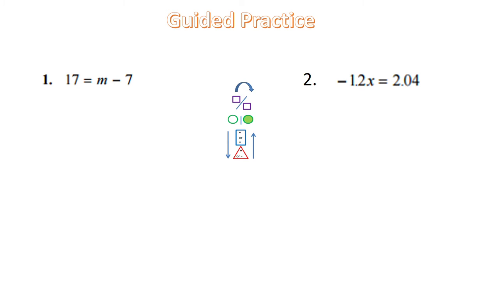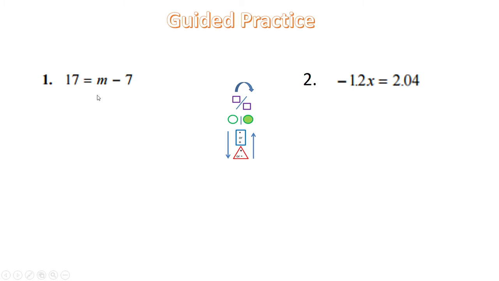That's what I mean by solving for x. So here's our guided practice where we're going to do about 9 of these, and then you're going to do your independent practice questions. All right, on number 1, we have 17 equals m minus 7.